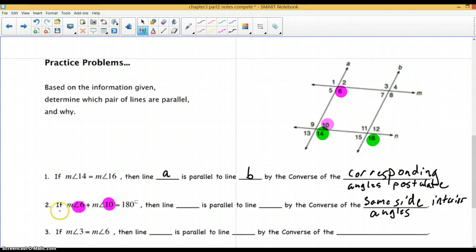And in our setup, we're told that they add up to be 180. Now if we check our notes from yesterday, same side interior angles, if they add up to 180, then the lines are parallel. So we know line N is parallel to line M.